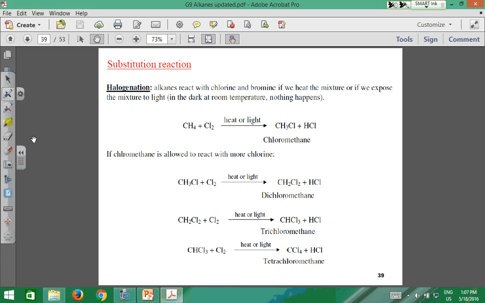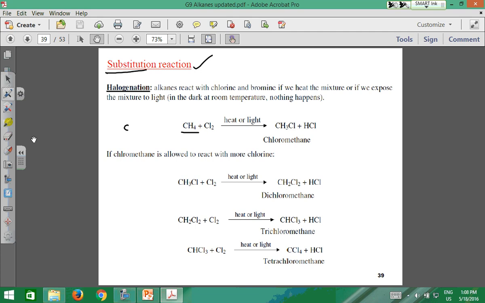Another reaction of alkanes is substitution. The word itself suggests that substitution means one is going, another one is coming. Someone is substituting the other. That's called a substitution reaction. So for example, this methane, better if I draw it like this.